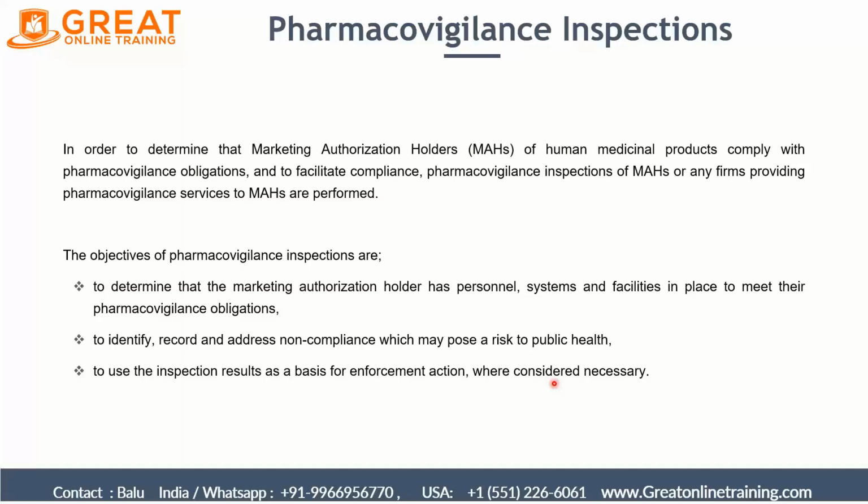So the first one is pharmacovigilance inspections. So these inspections are done by the regulatory authorities. So it can be FDA or MHRA or maybe the EMA or any other regulatory agency can conduct an inspection to the marketing authorization holders to determine whether the company is complying with the pharmacovigilance obligations, and to facilitate compliance. The pharmacovigilance inspections of MAH or any firms providing the pharmacovigilance services to MAHs are performed.